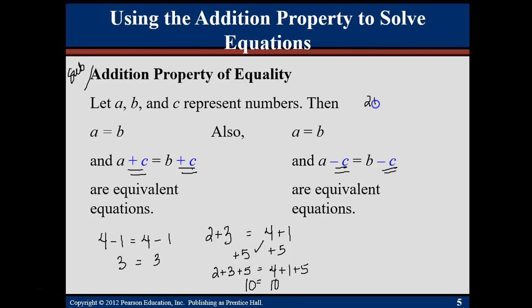If I had 2 plus 3 is equal to 4 plus 1, and I subtract 5 from both sides, this side would be a 0, and this side would be a 0, and so the equality would remain the same.